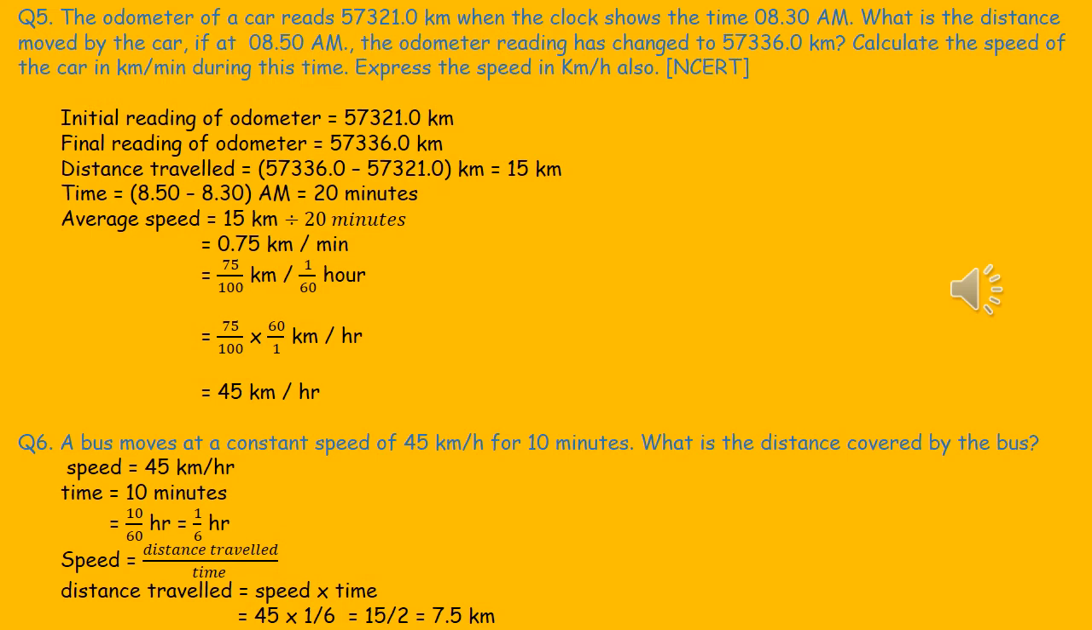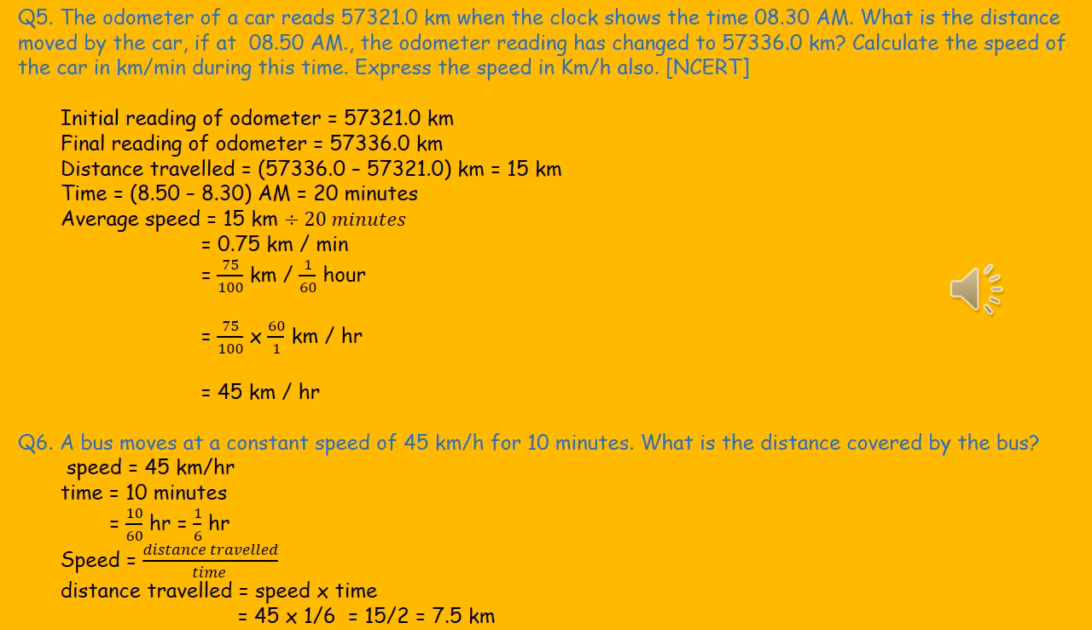Next sum. A bus moves at a constant speed of 45 kilometer per hour for 10 minutes. What is the distance covered by the bus? So far, in whatever sums we had done, we were calculating speed by the formula distance travelled by time. Here also we will be using the same formula, but we will do cross multiplication and find out the distance travelled.